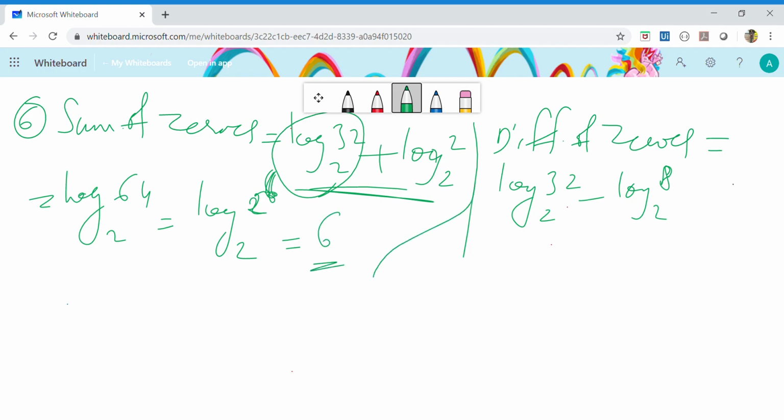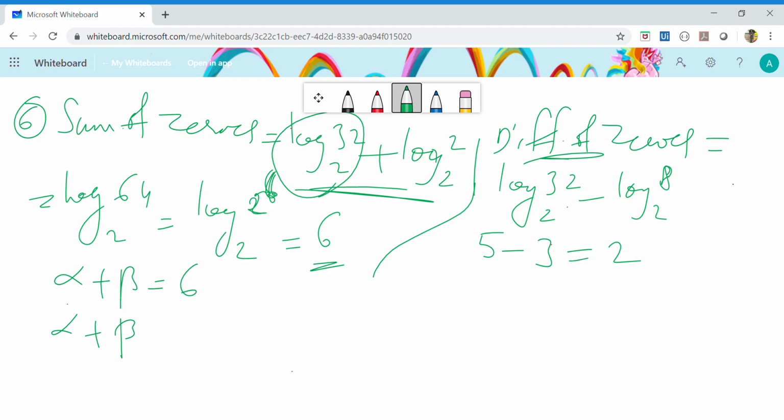And the difference is given. Log 32 to the base 2 is 5, I am writing, and log 8 to the base 2 is 3, I am writing. This becomes 2. So the sum of the zeros means alpha plus beta is equal to 6, and the difference of the zeros means alpha minus beta. Alpha minus beta is equal to 2, we got. So this can be solved by the elimination method.